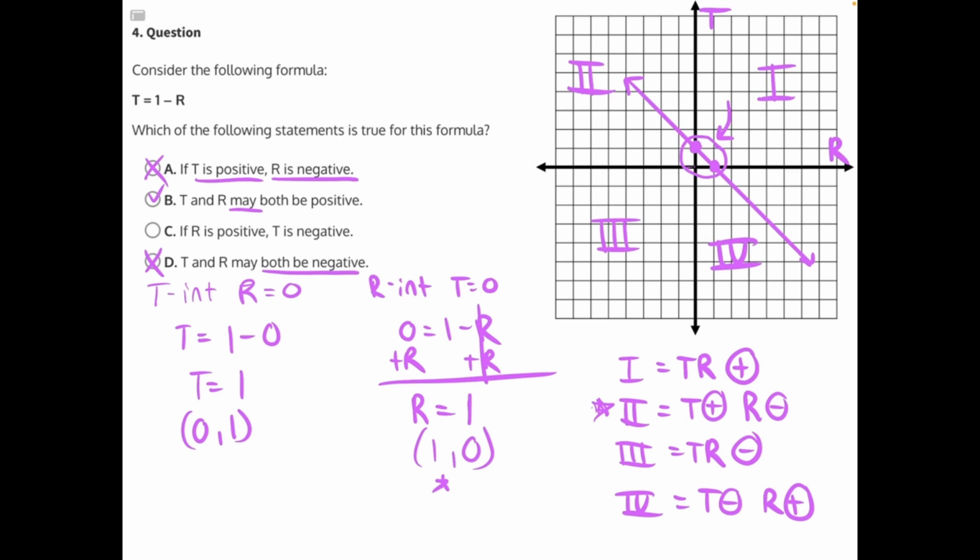But let's be absolutely sure and check C. C says if r is positive, then t is negative. That is talking about quadrant 4. And while there are values in quadrant 4, again, we still have some values in quadrant 1, meaning that t is not always negative when r is positive. Sometimes when r is positive, t is also positive. So C is not correct, making B our correct answer.